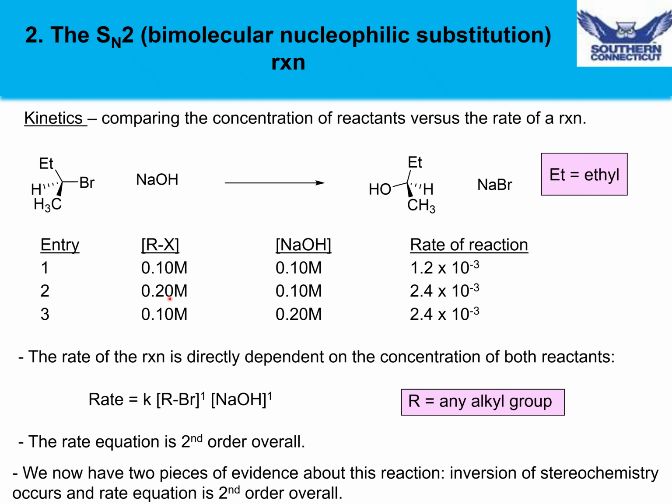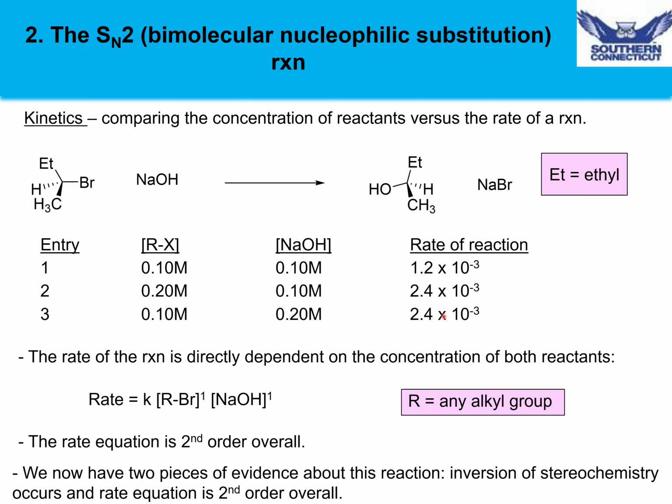In a third experiment, if we keep the concentration of the alkyl halide the same as the original experiment, but this time we double the concentration of the sodium hydroxide, we would observe a doubling of the rate of the reaction as well, similar to the second experiment.